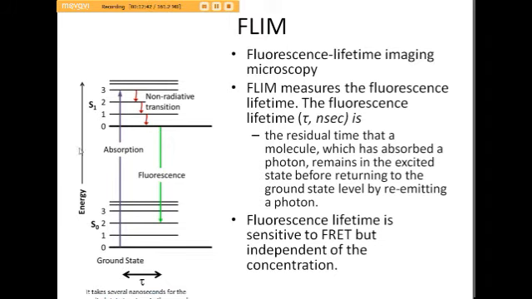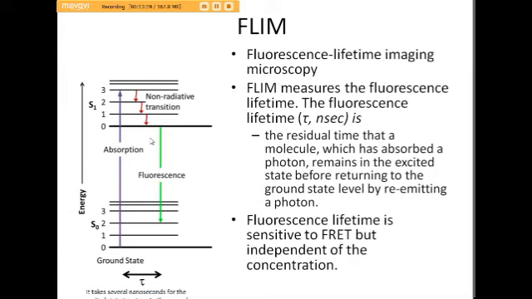Recall from lecture 2 that we used the Jablonski diagram to explain molecularly how excitation works. The photon is absorbed by the fluorophore, and the fluorophore jumps from the ground state to a higher energy, excited state. It stays in the excited state for a certain time, and this time is the fluorescence lifetime. Then it emits a fluorescence photon and returns to the ground state.